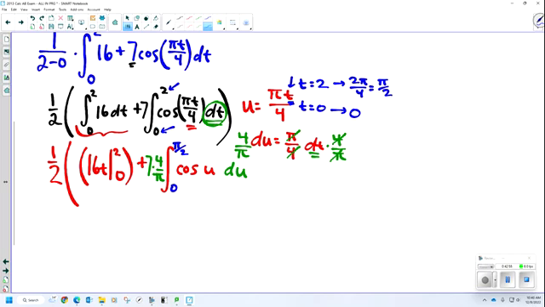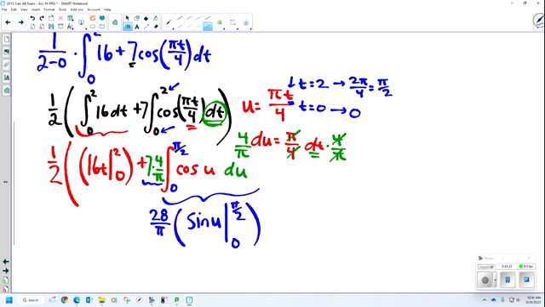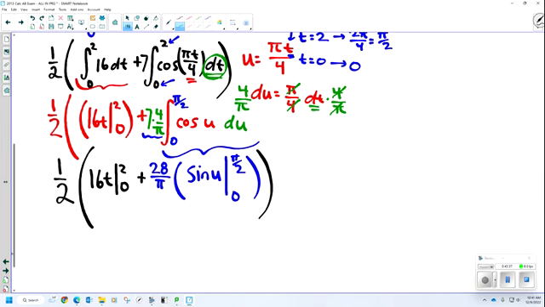Let's integrate this. The integration of cosine of u is sine of u, and I want that from pi over 2 to 0. And if we're multiplying this, 7 times 4 is 28 over pi. We still have a plus in front of this of 16t from 2 to 0. And by the way, we're multiplying it all times a half. Let's keep on trucking here.